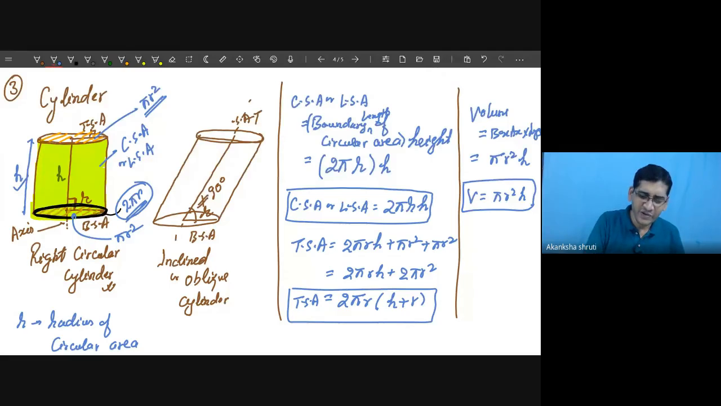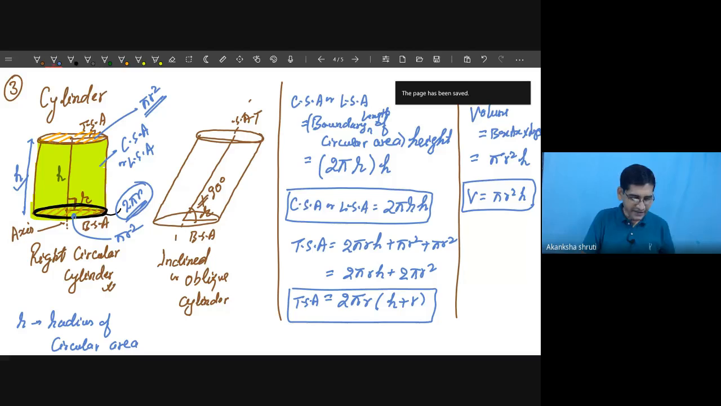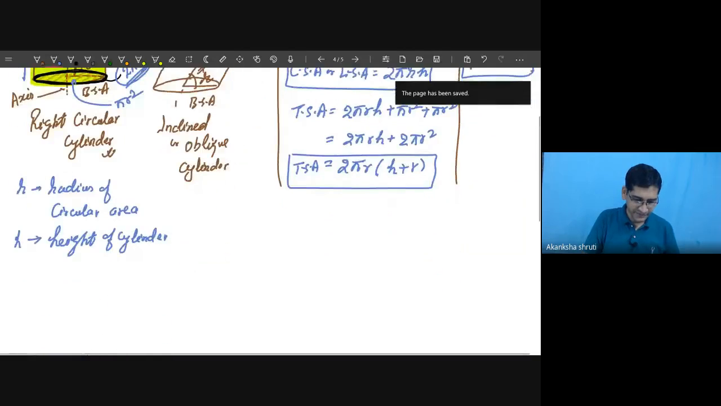Now let us go for the other one. The other one is our sphere. Then we will come back to the cone also.